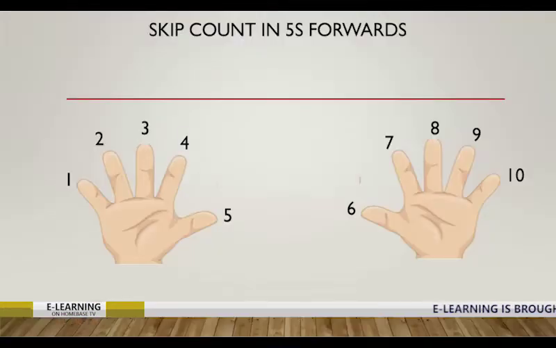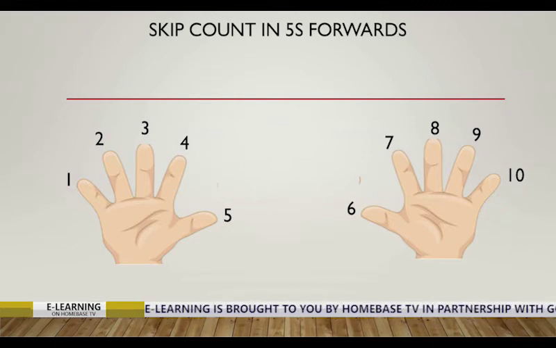But with skip counting, you just count 5, then on the next count, 10. It made this count so fast. We skipped 1 to 4 to get to 5. We skipped 6 to 9 to get to 10. So we have 5, 10. Skip counting in 5s forwards. Now, let's skip count in 5 backwards.